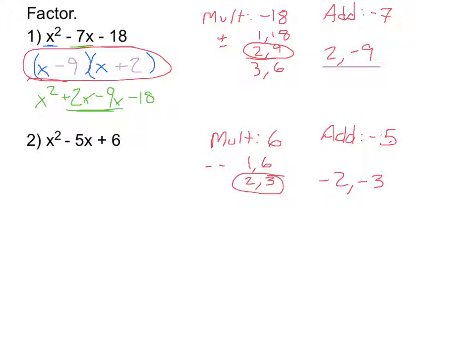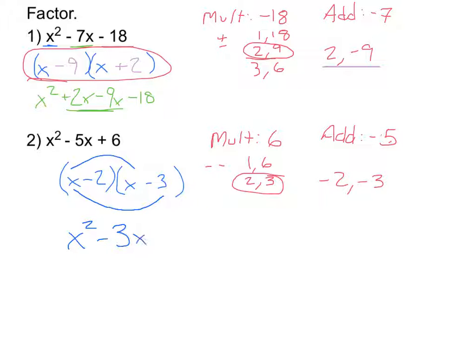So we should be able to do the same thing here. If we open up our two sets of parentheses, what multiplies together to make x squared is x and x. What multiplies to positive 6 and adds to negative 5: negative 2, negative 3. So let's check this by FOIL. You can take x times x, that's x squared. Take x times negative 3 for minus 3x.